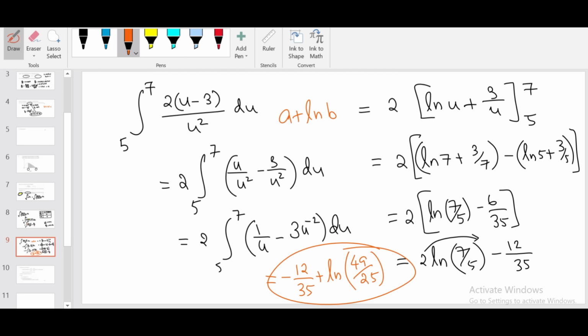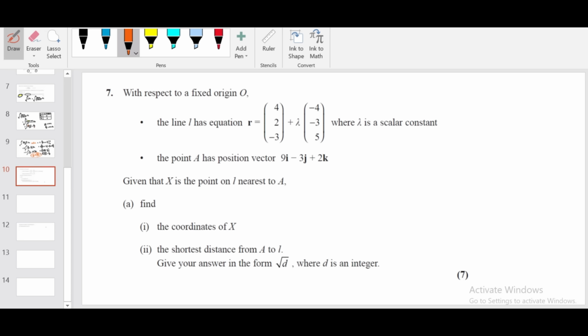That's all. Question number 7 now. With respect to a fixed origin O, the line L has the equation given. Point A has position vector 9i minus 3j plus 2k. X is the point on L nearest to A.